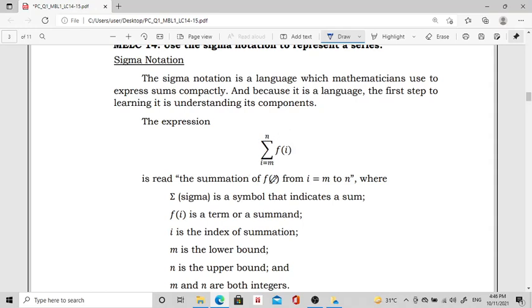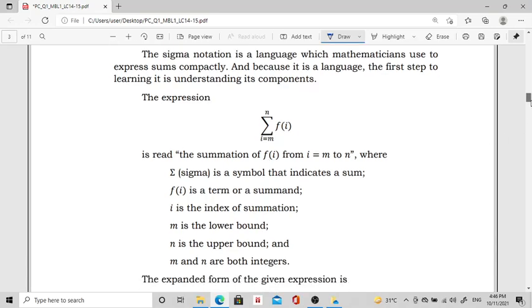The summation of f of i from i is equal to m, from a certain number m to another number n, where f of i is a term or a summand. i is the index of summation. m is the lower bound. This number here will be our minimum. n is the upper bound. This is our maximum. And it also means that m and n are both integers.